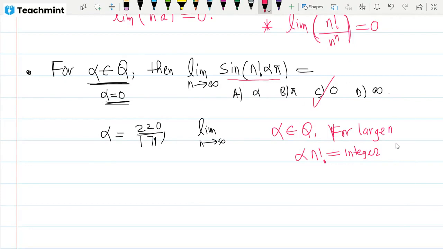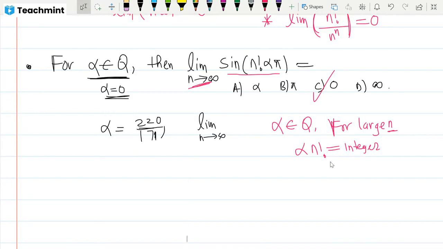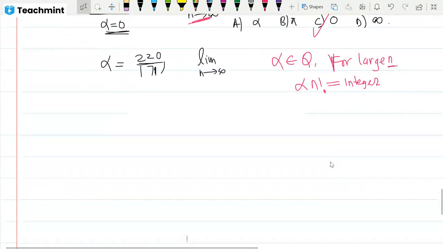For large n, because we are allowing n to go to infinity, alpha times n factorial becomes an integer. Therefore, n factorial alpha pi is an integer multiple of pi. Therefore, sin of it is 0. Therefore, the limit is 0. Is this okay, sir?